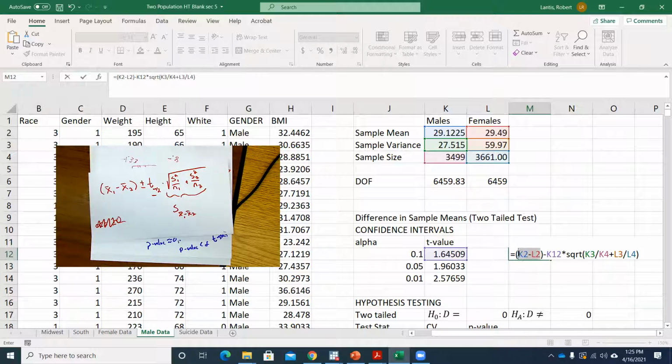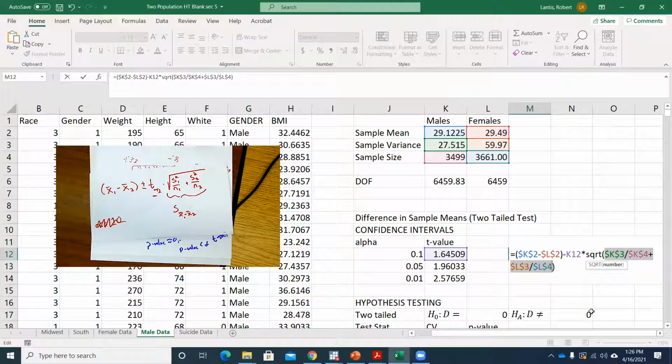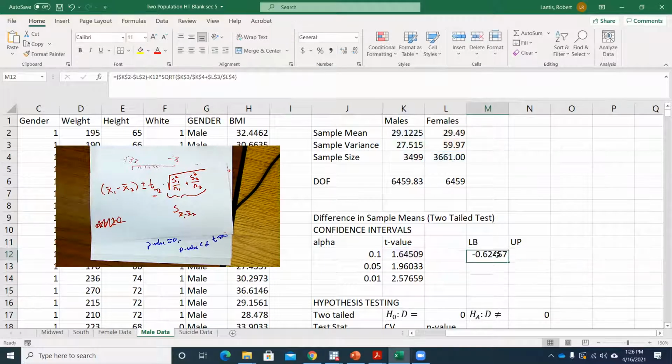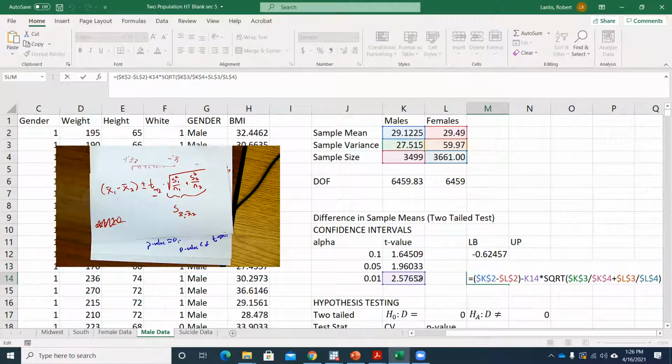So everything else I'm going to highlight, hit F4 or Command T on a Mac, highlight my variances and sample sizes, freeze those as well. Okay. So now when I copy this down, everything should stay the same, but it updates that t-value that I'm using. Okay.